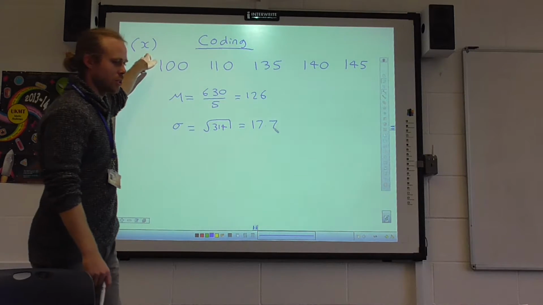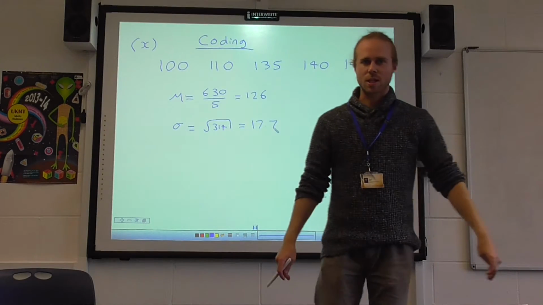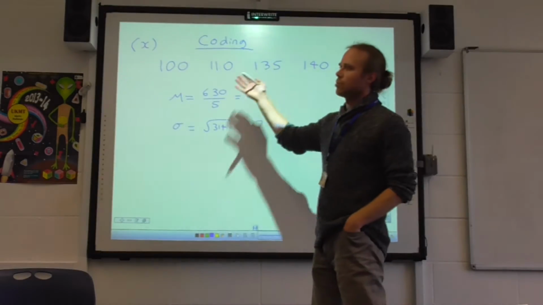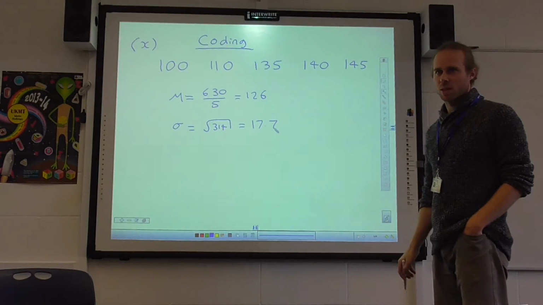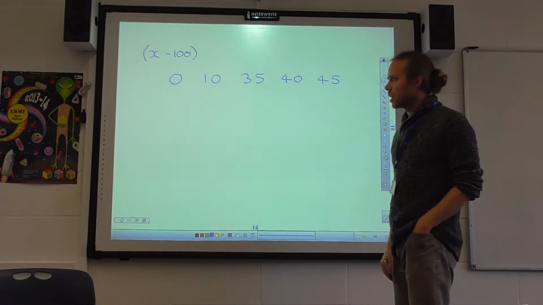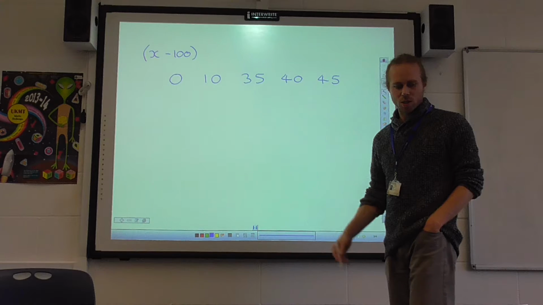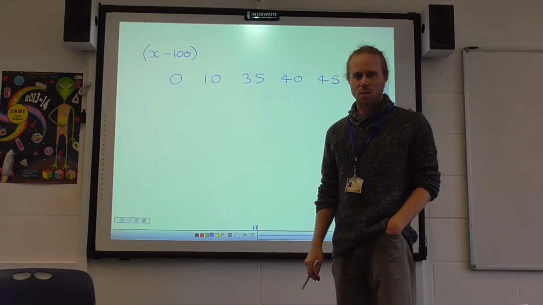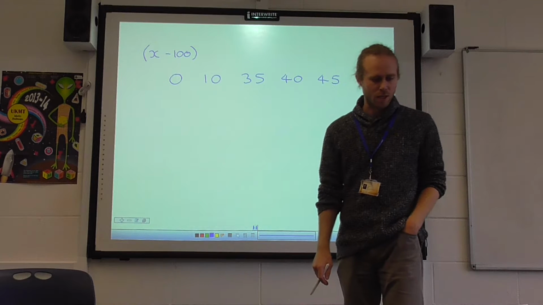What we're now going to do is consider coding it, which means adapting your data. Now the reason you might want to do this is if you had really large numbers, you might want to make it more manageable. So say we subtracted 100 from all of our numbers. What I'd like you to do again is just, with this new set of numbers, calculate the mean and the standard deviation. If you pause the video and have a go at that now.